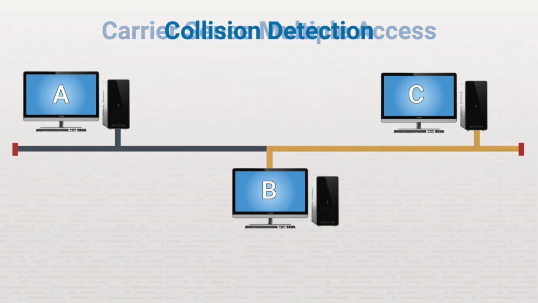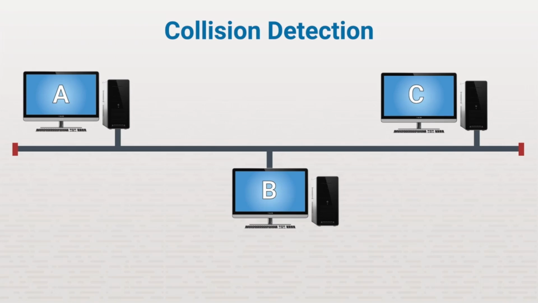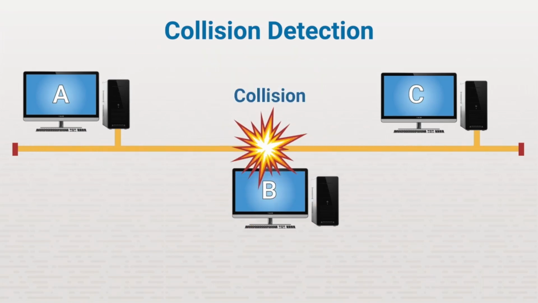Suppose now that both computer A and computer C have a message they want to send at exactly the same time. They each listen to the transmission medium, determine that it's free, and then transmit simultaneously. This creates a collision. That's when two messages are sent at the same time by different hosts, and the signals collide. In the end, computer B never receives the information.